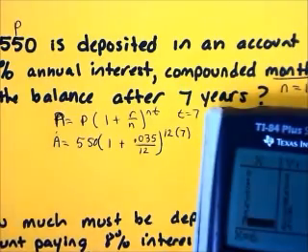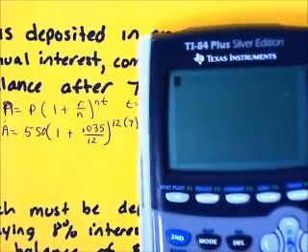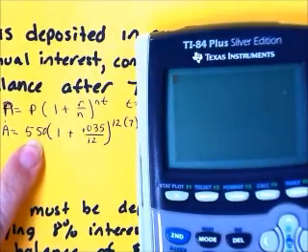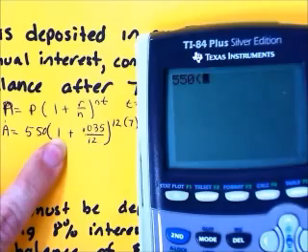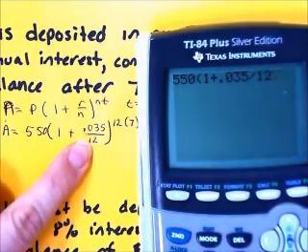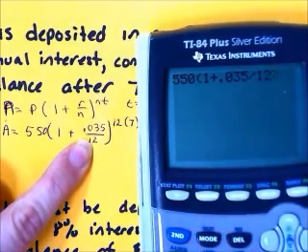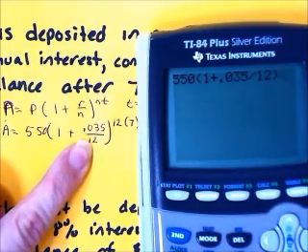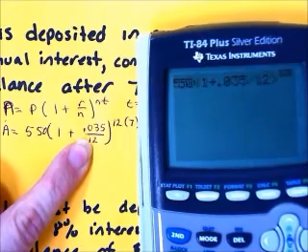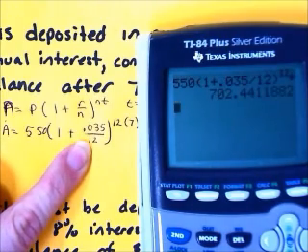So let me scooch this over. We want to know what A is, so we're going to type all this in. 550 parenthesis 1 plus 0.035 divided by 12. Your calculator knows to do the 0.035 divided by 12 first, then add the 1. If you want to put parentheses around that part, that's fine, but just know that you're going to have to double close your parenthesis here. We're going to raise that to the 12 times 7. Okay, because we've got 12 times 7. Hit enter, and there's your answer.